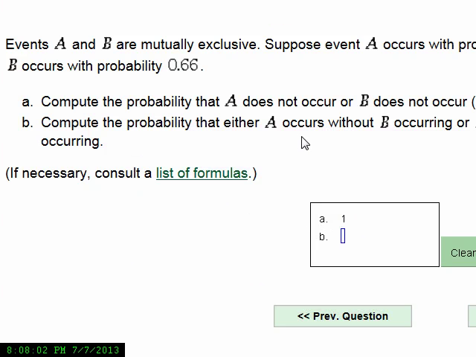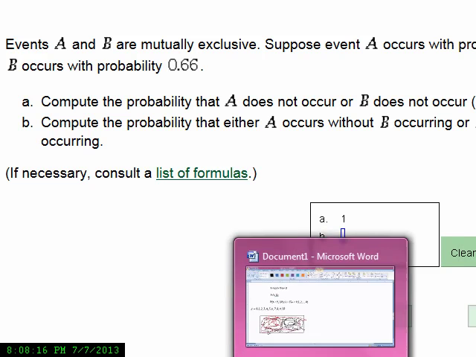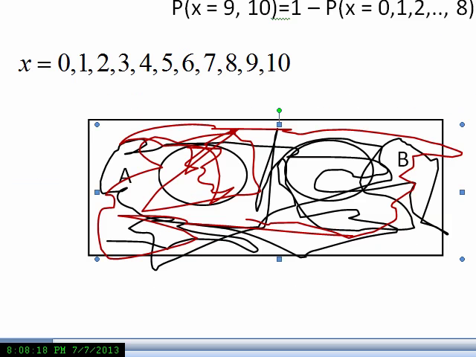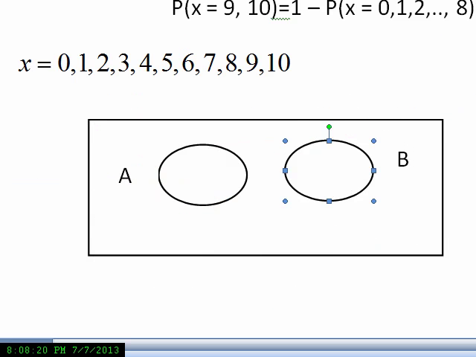Alright, compute the probability that either A occurs without B. So let's do that first. So A occurs without B. So that's A and B bar. Okay, A and B bar. So let's go back out to our beautiful diagram. Alright, so now we're going to do A and B bar. So A is going to be everything inside of A. So it's going to be in here.